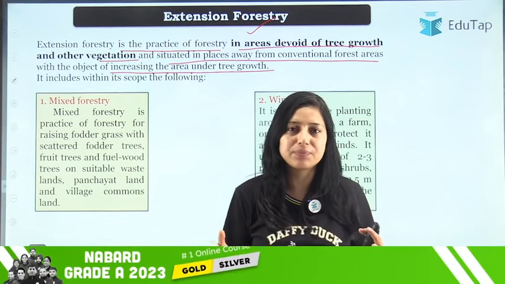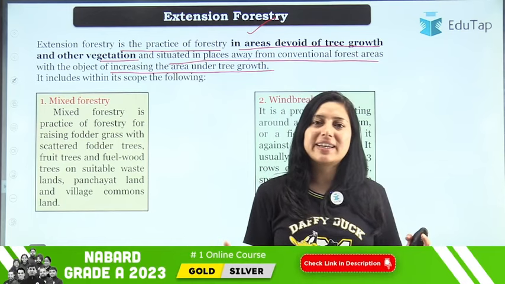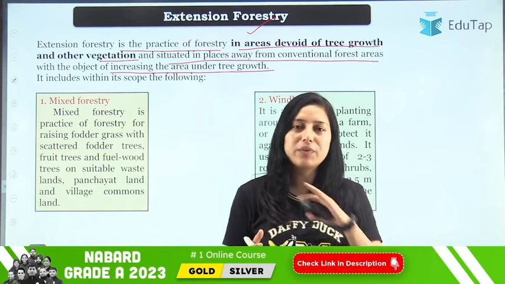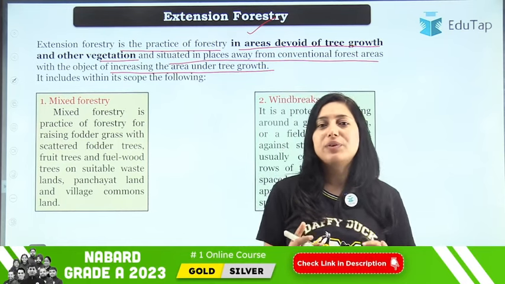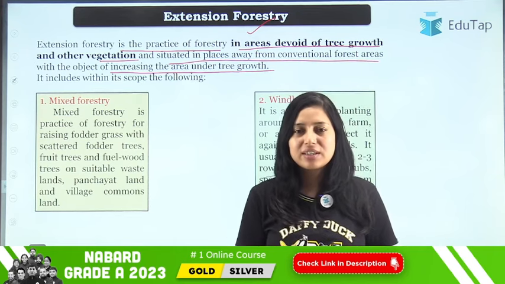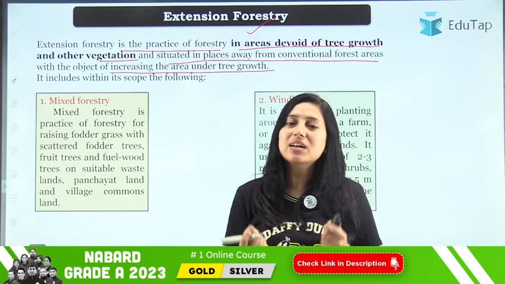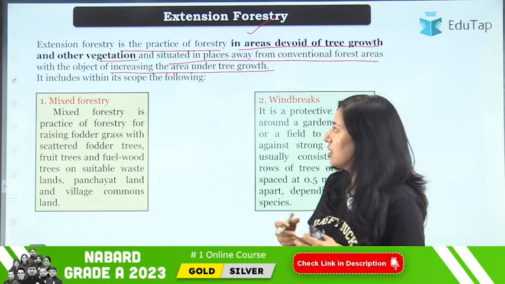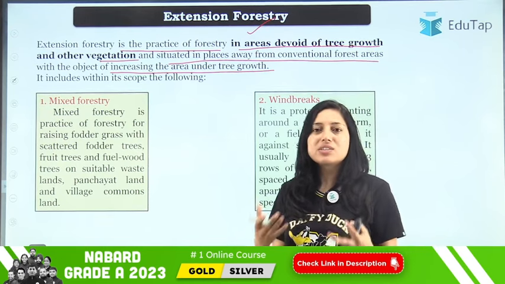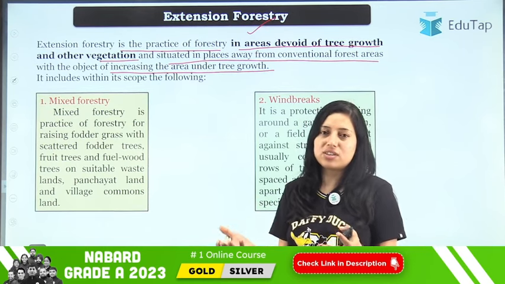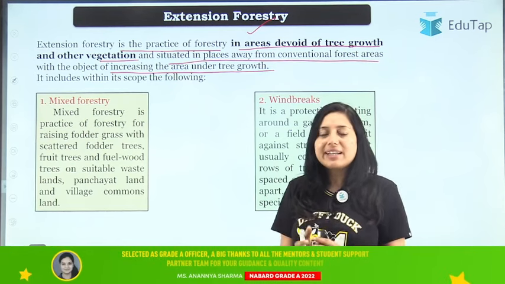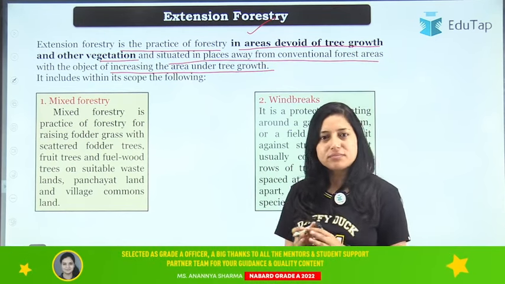So basically the object of extension forestry is to bring the area under tree growth, bring the area under vegetation. Clear? If there is a degraded land, a land where there is no vegetation, there is nothing, what we can do there is afforestation. We can bring this land under forestry. We can increase this area, we can utilize this area for the purpose of forestry, and that is your extension forestry. Clear?